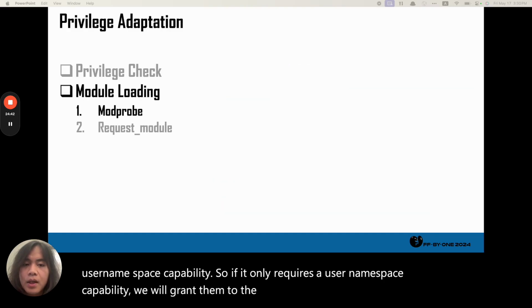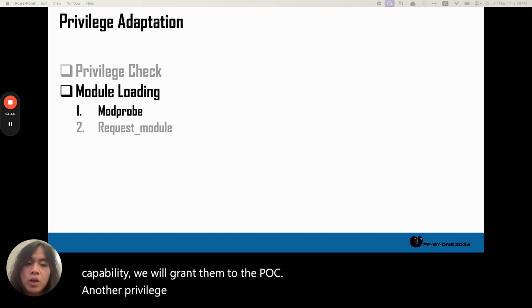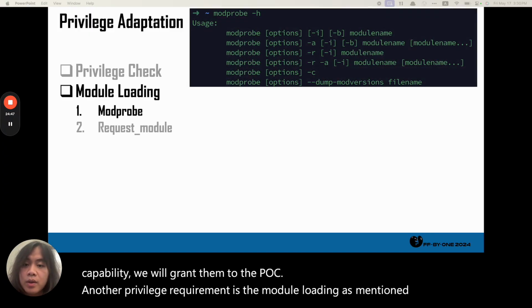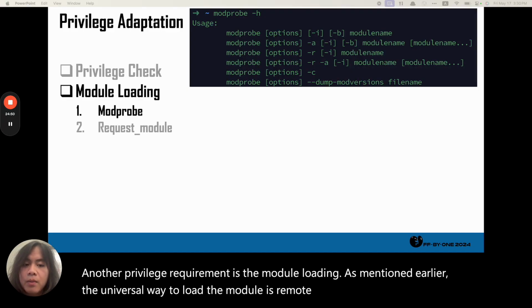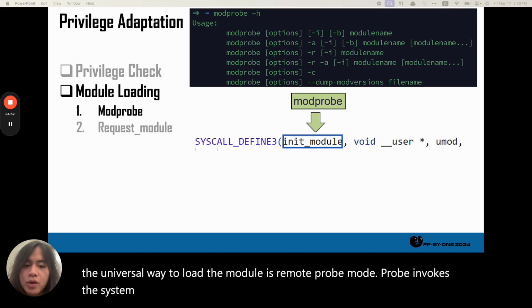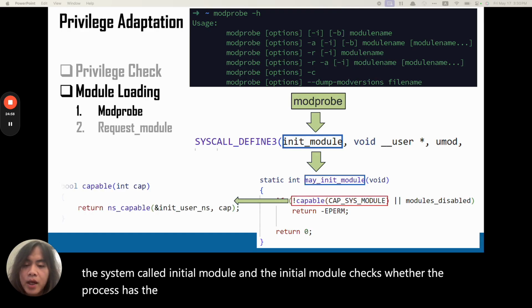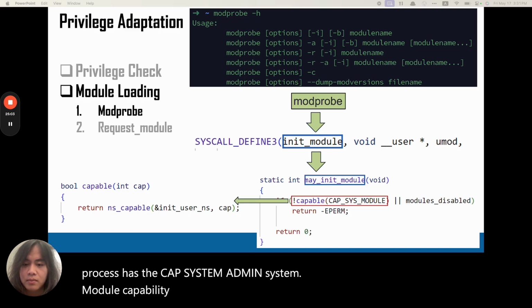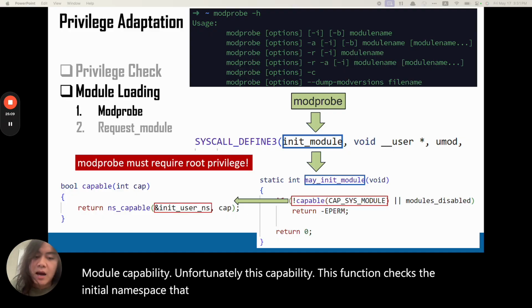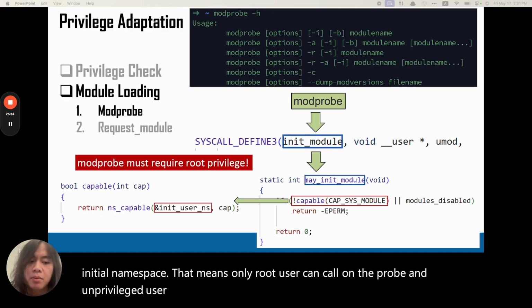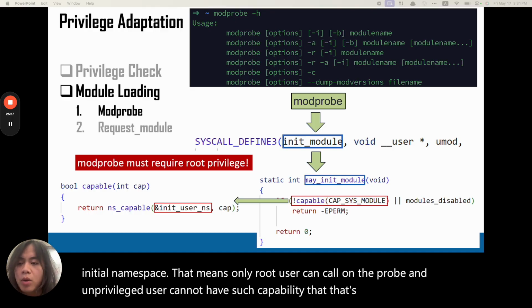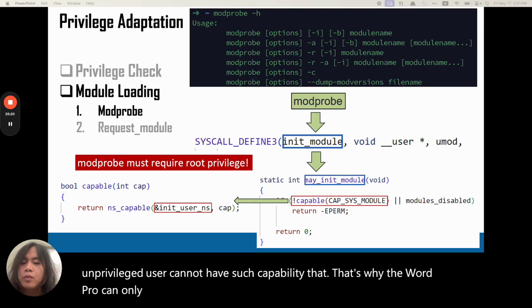Another privilege requirement is module loading. As mentioned earlier, the universal way to load a module is through modprobe. Modprobe invokes the system call init_module, and init_module checks whether the process has the CAP_SYS_MODULE capability. Unfortunately, this function checks the initial namespace. That means only a root user can call modprobe, and an unprivileged user cannot have such a capability. That's why modprobe can only be run with root privilege.